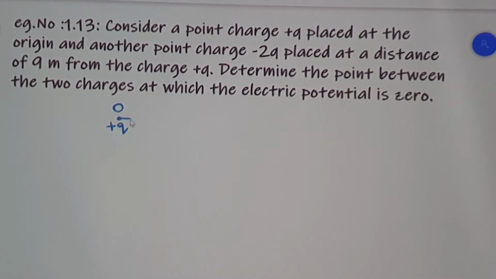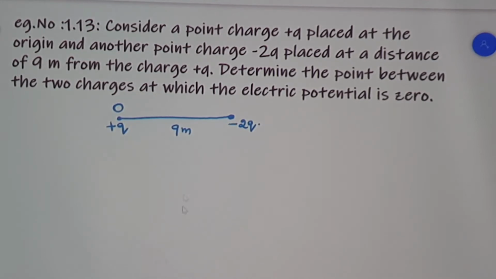So from this charge, at a distance of 9 meter, I am considering another point where you are having another charge minus 2q. What is asked: determine a point between the two charges at which the electrical potential is 0. So I have to consider a point in between the two charges where the potential is 0.